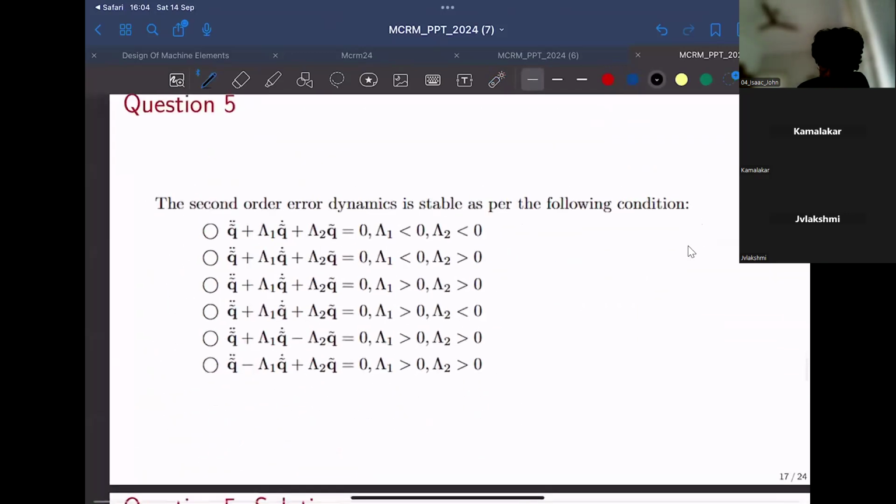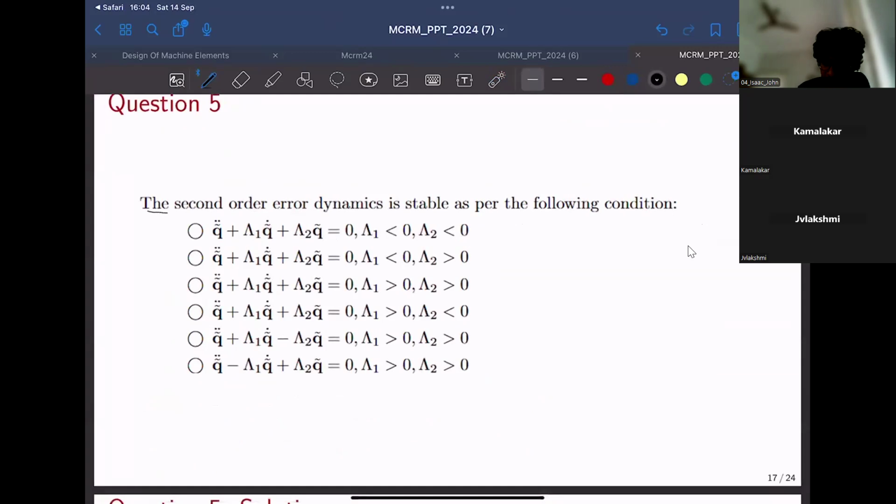Okay, so moving on to question 5. The second order error dynamics is stable as per the following condition. As per which of the following options does the second order error dynamics become stable? So the second order error dynamics is q1 tilde double dot plus lambda 1 q1 tilde dot plus lambda 2 q2 tilde. This should be 0, right?